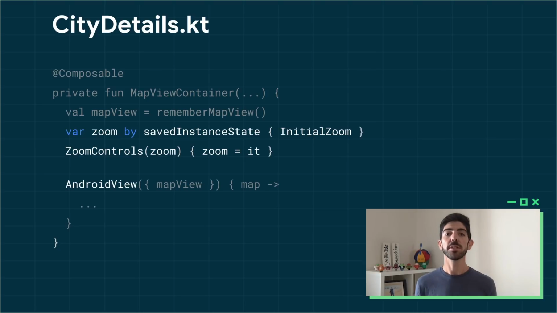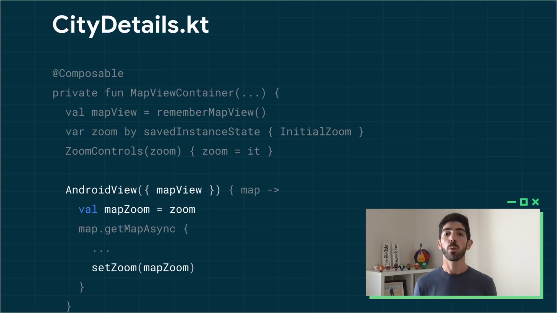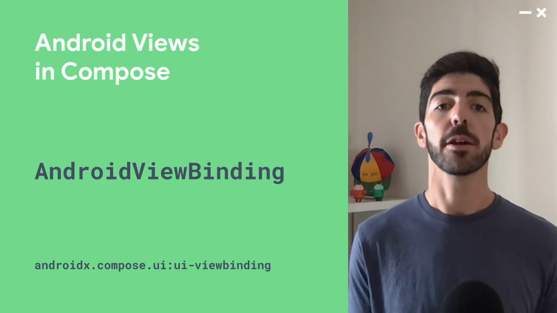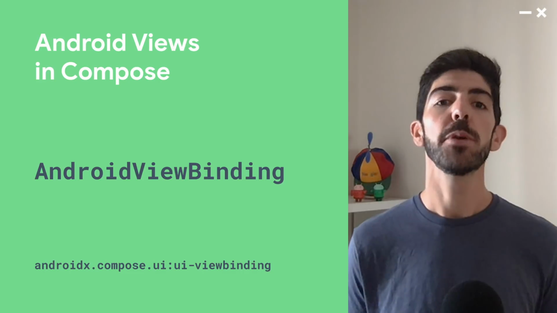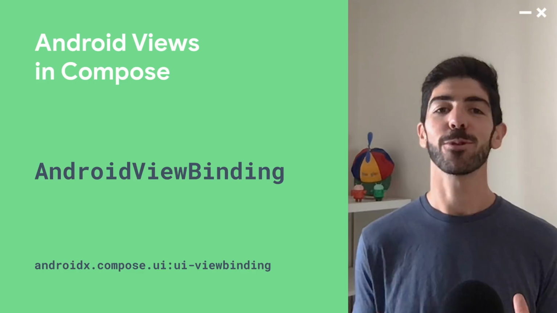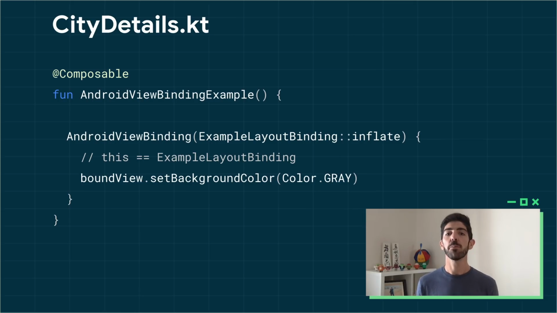So if we had a zoom state in Compose that we modify with the zoom controls composable, whenever we read zoom in the Android view lambda, Android view will recompose and the new zoom will be set on the map view. If you have XML code you want to embed in Compose, you can use the Android view binding API. Obviously, this requires view binding to be enabled. Simply call Android view binding with the inflation of the binding of your layout as a parameter, and you can access your bindings in the update lambda.